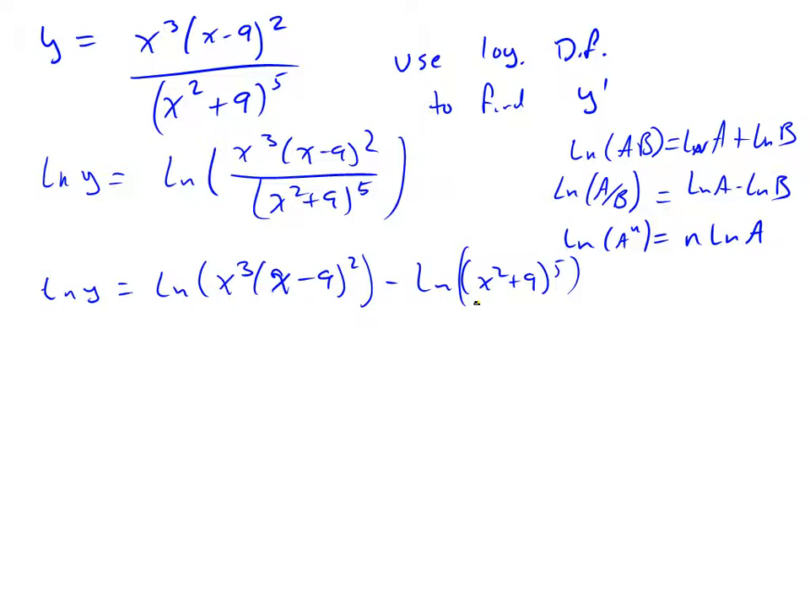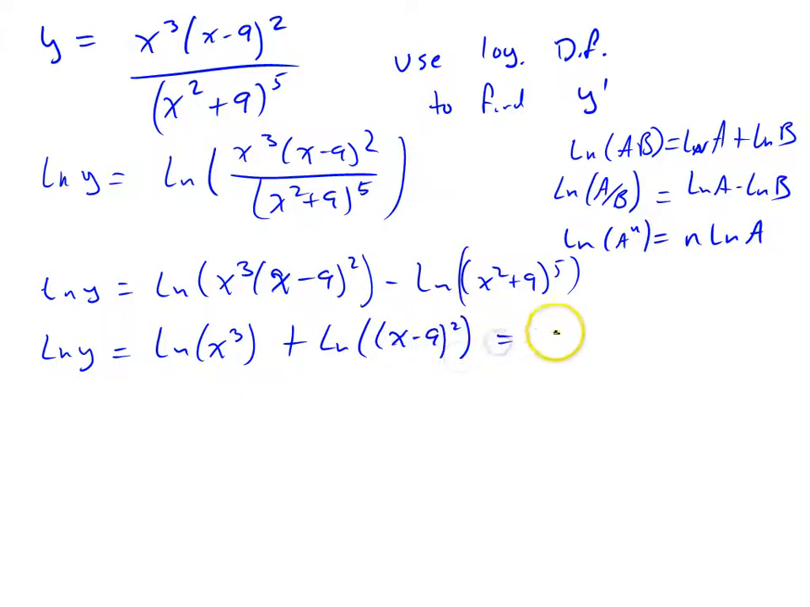Okay. Now I want to take this log of a product and split it up into the log of a sum using that up there. So I've got the natural log of y is the natural log of x cubed plus the natural log of (x minus 9) squared. And I still have this, not equals, I still have this minus natural log of (x squared plus 9) to the 5th power. So I've taken care of the quotient, I've taken care of the product.